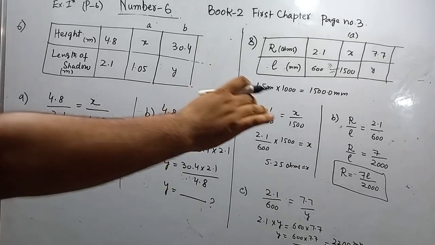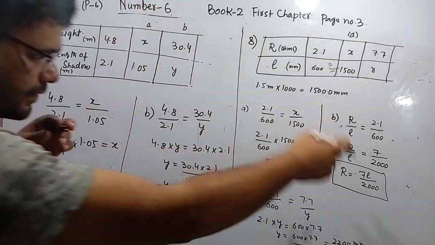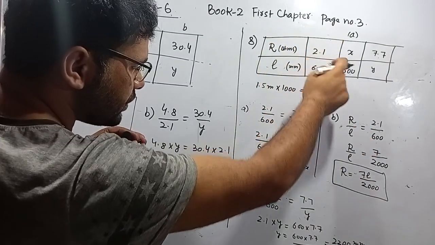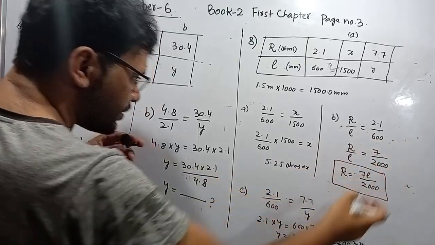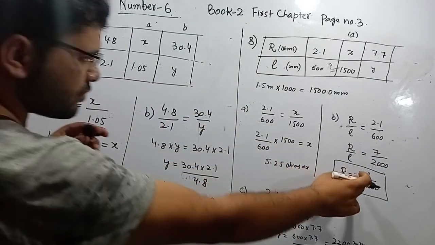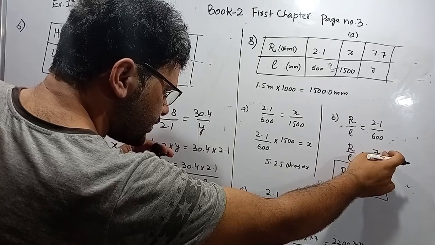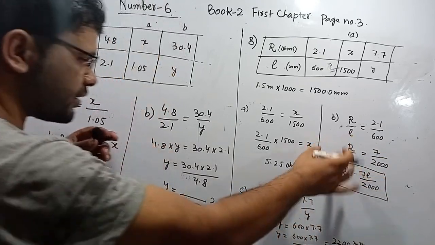Now see the second part. Second part is what? Find the formula connecting R and L. It's like this. You can see R divided by L is equal to 2.1 divided by 600. Now R divided by L is equal to, you can calculate it on the calculator, 7 by 2000. So I will transpose L to the right hand side, it will become R equals 7L divided by 2000. So this is the formula for this question.